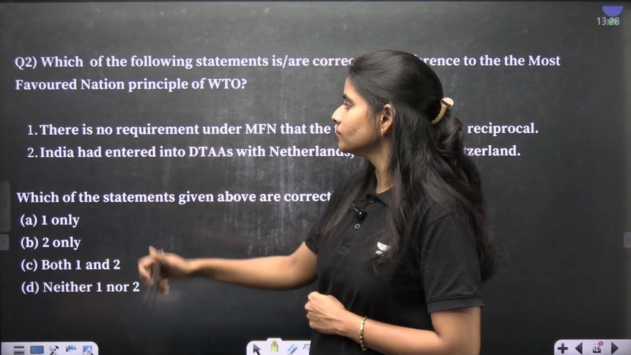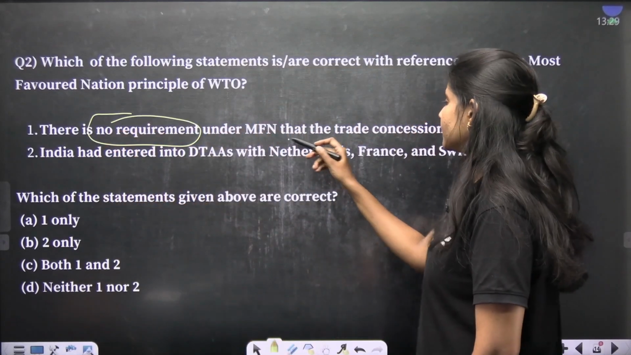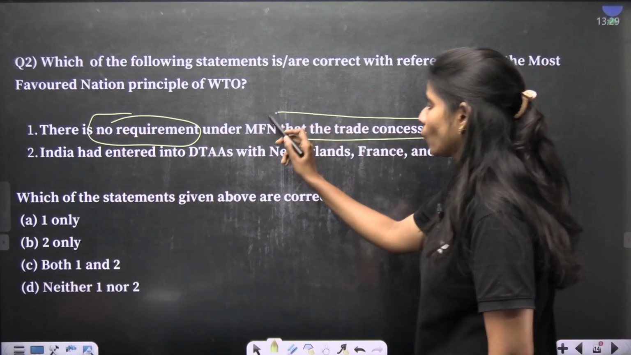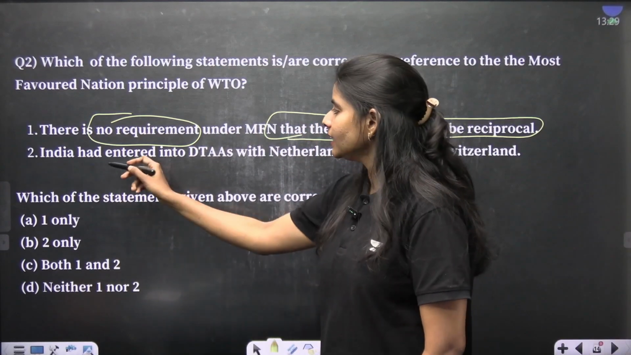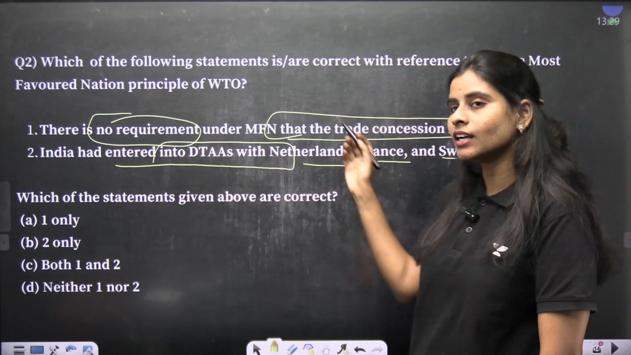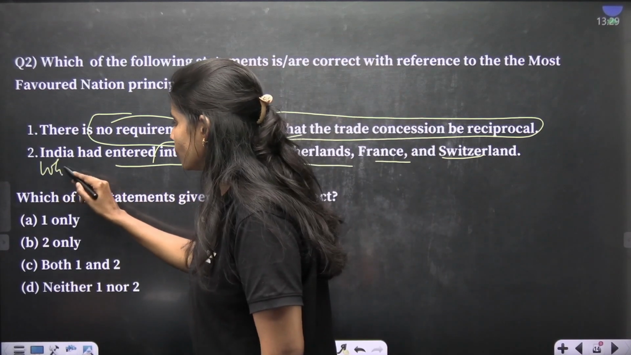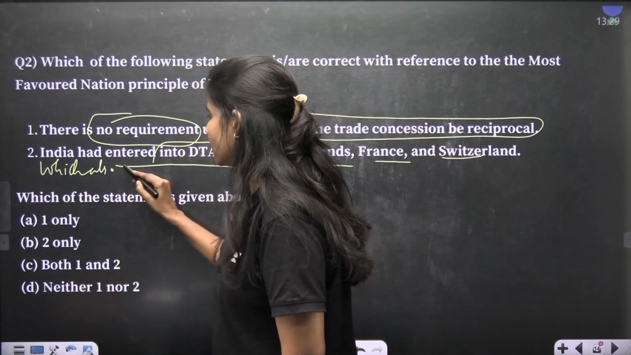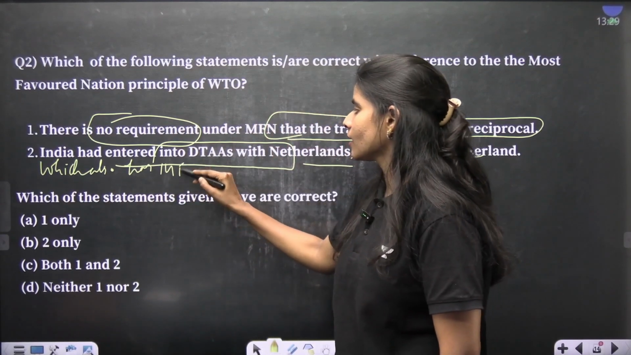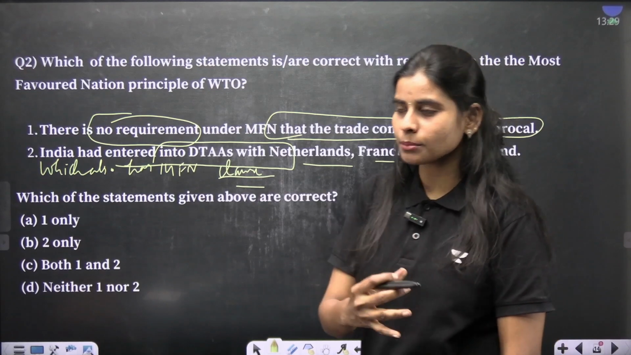Read the options now. There is no requirement under MFN that the trade concession be reciprocal. India had entered into DTAAs with Netherlands, France and Switzerland, which also have the MFN clause. So let's try to find out which statement is true here and which statement is false here.